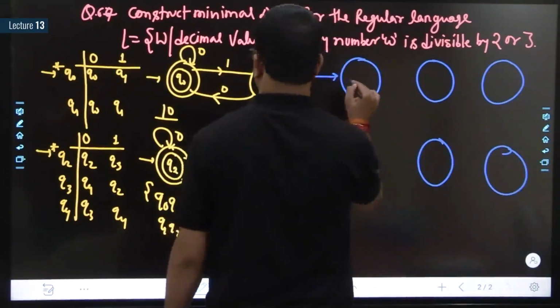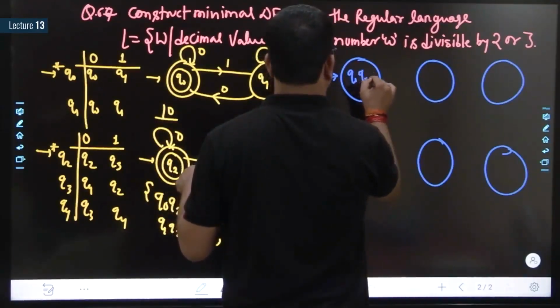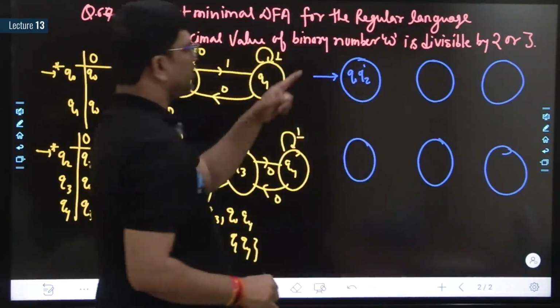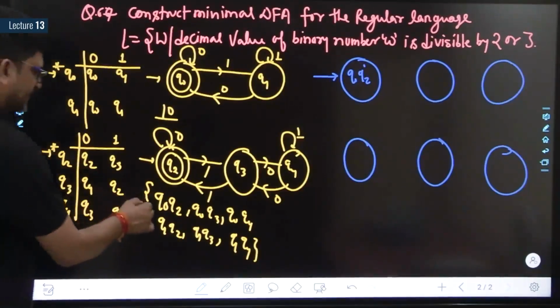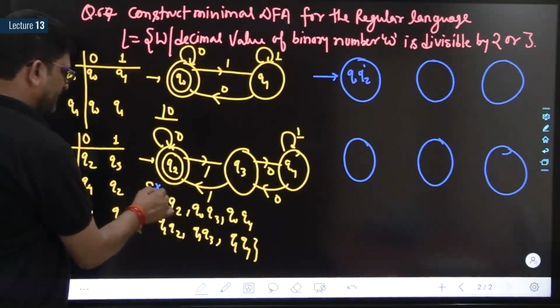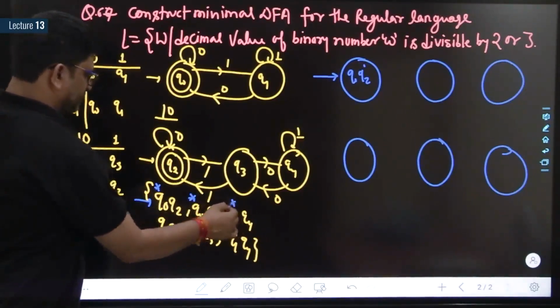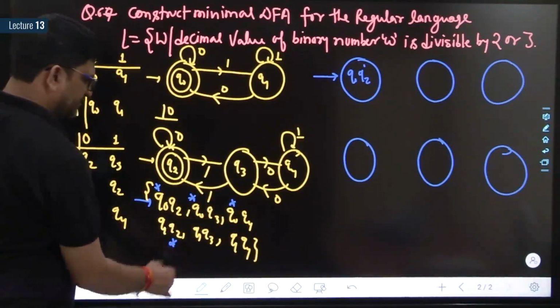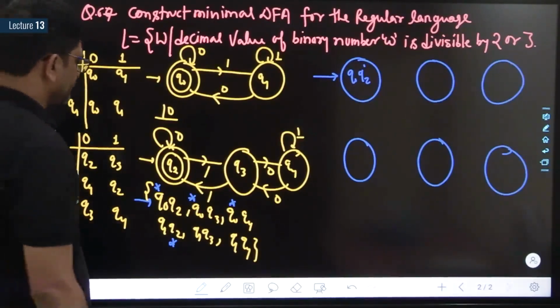This is the initial state. Which one is initial? Q0Q2. Also this is final. No, there we use OR. It means which ones are final? Q0 is final. This one is final, this one is final. These 4 states are final. Clear? Now find out the transitions.